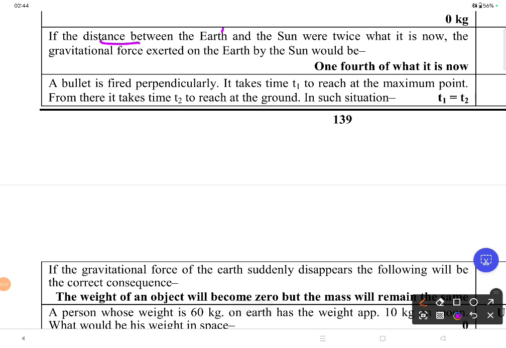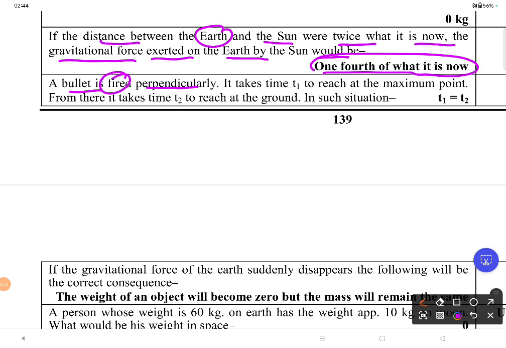If the distance between Earth and the Sun were twice what it is now, the gravitational force exerted on Earth by the Sun would be 1/4 of what it is now. A bullet is fired perpendicularly. It takes time t1 to reach the maximum point. From there, it takes time t2 to reach the ground. In such a situation, t1 equals t2.